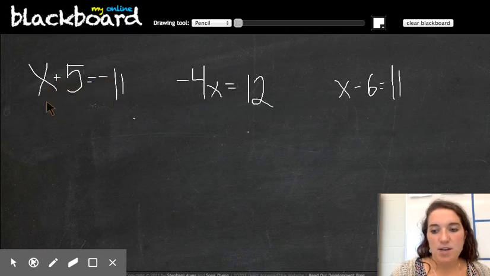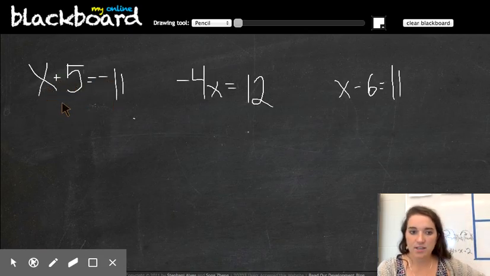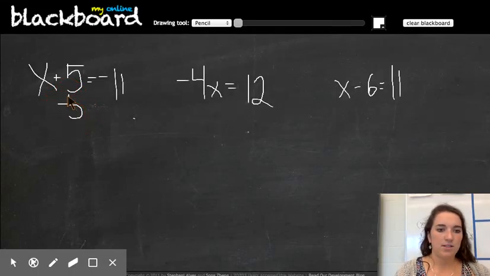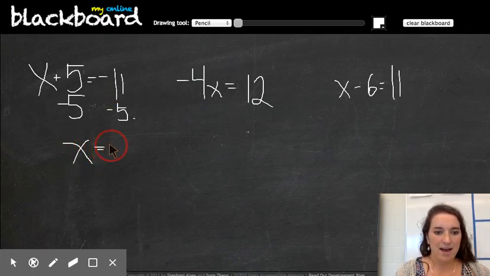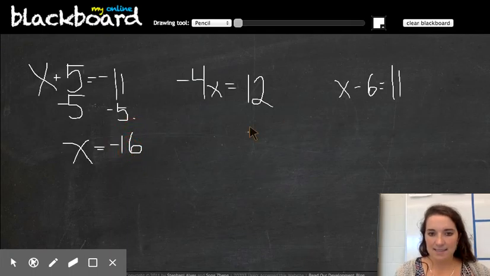What operation are we doing in this first one? We're adding. How do we undo addition? Subtract. So you subtract 5. Get out your calculator. We have x equals, what's negative 11 minus 5? Negative 16.